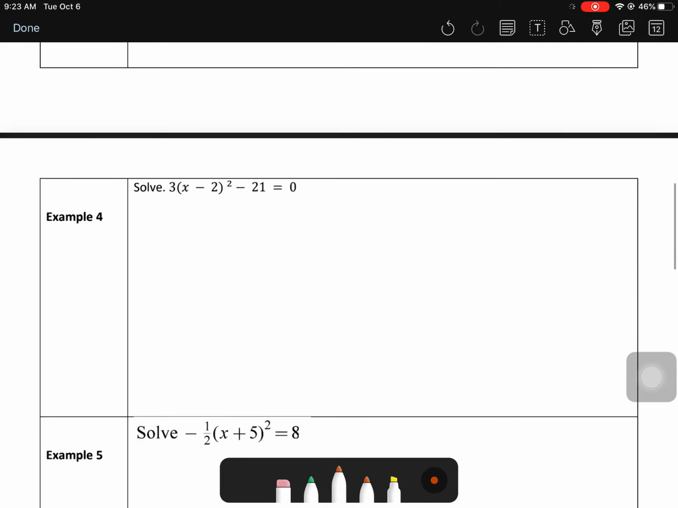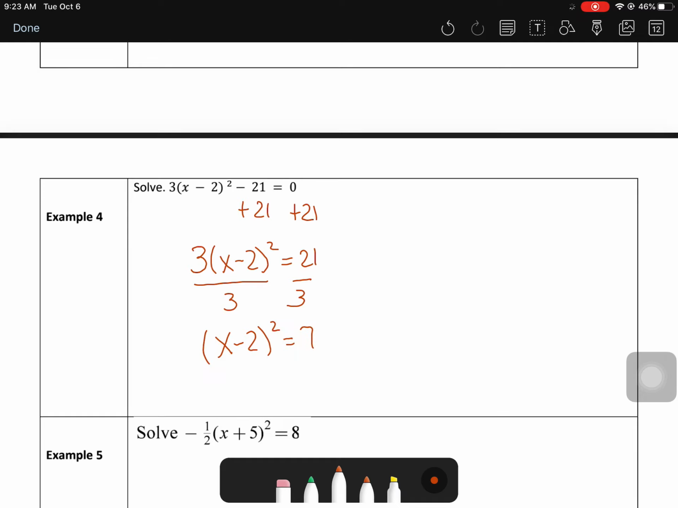In our next example, we're going to add 21 to both sides. So we have 3 times the quantity x minus 2, squared, is equal to 21. Divide both sides by 3. So we have x minus 2, the quantity squared, is equal to 7. Now we're going to take the square root of both sides. A square and a square root are opposite operations. So we have x minus 2 equals.